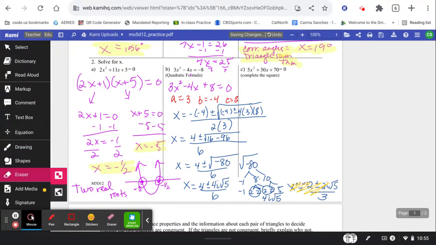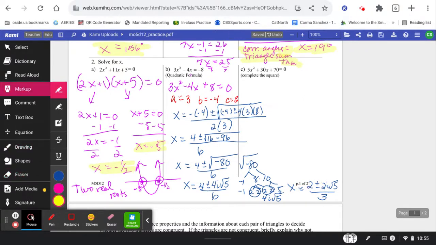Oops. I don't want that. I want the highlight. Woo, that one was bringing in all the old stuff.